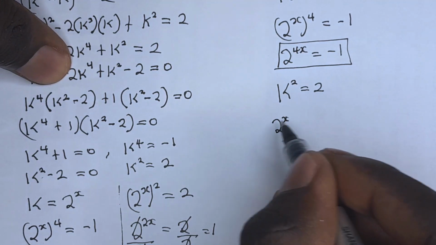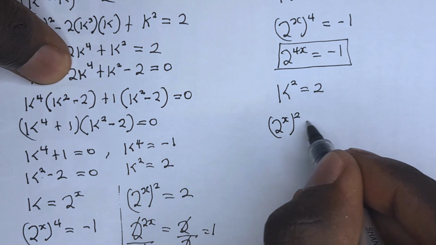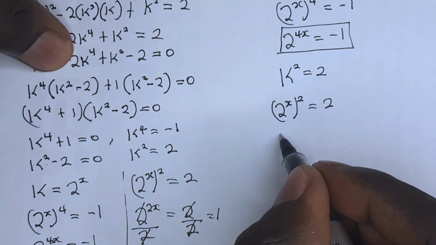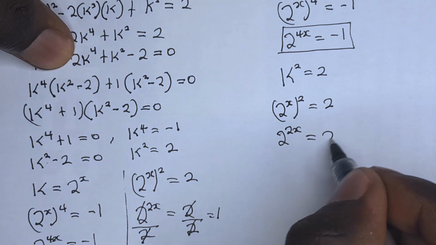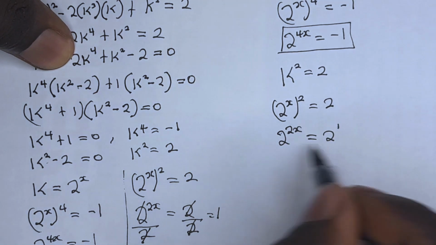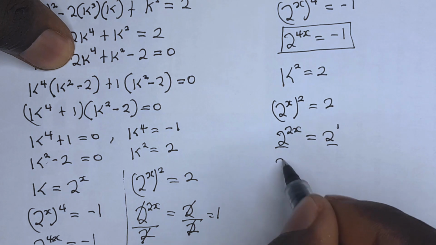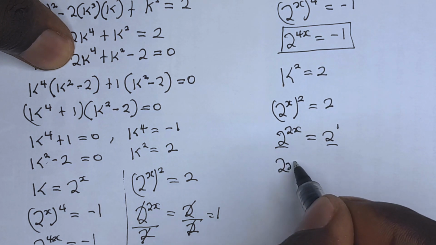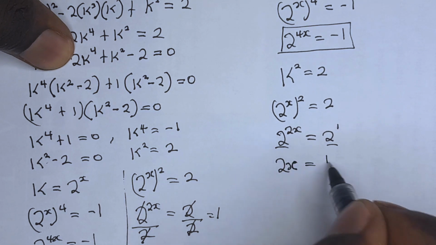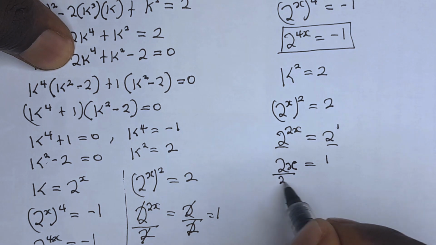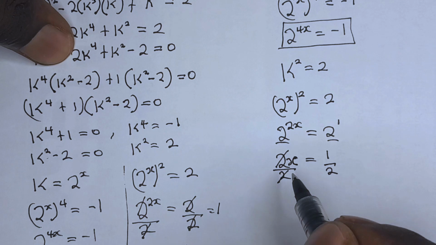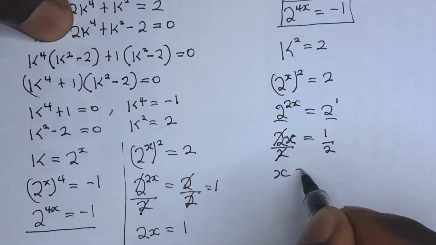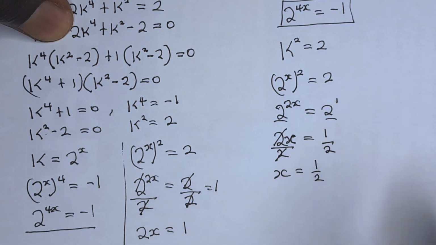2 to the power of x, to the power 2, which is equal to 2. And 2 to the power of 2x is equal to 2 to the power of 1. We have the same base here. So 2x is equal to 1. Divide both sides by 2. These two get cancelled with these two, and we are left with x is equal to 1 over 2.